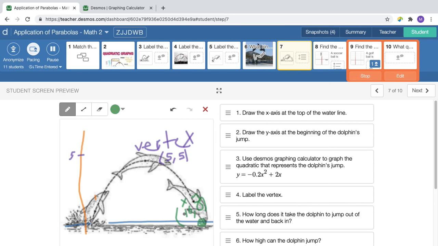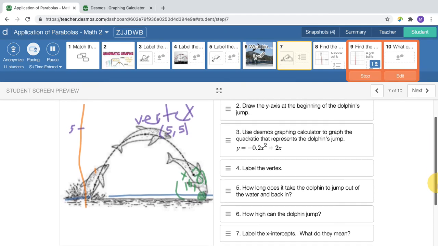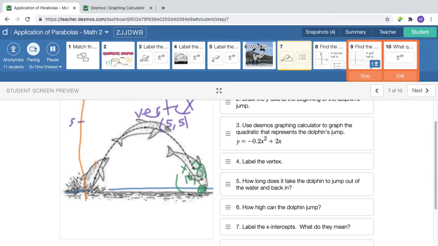And the X is time. So it tells us 10. So how long does it take him to jump out of the water and get back in? About 10 seconds, if that unit is seconds. We don't really know what this unit is, but the number is 10.